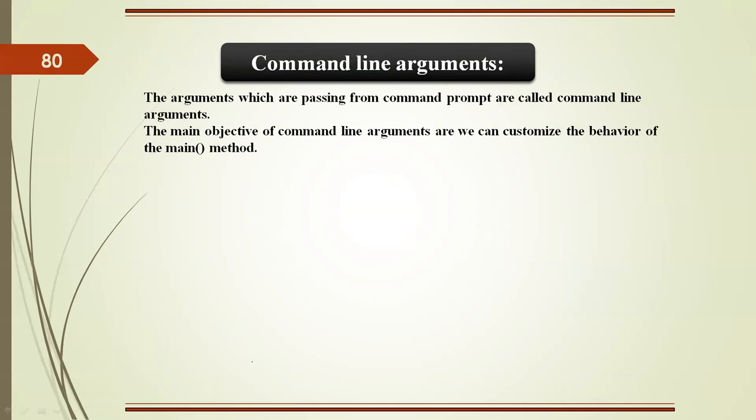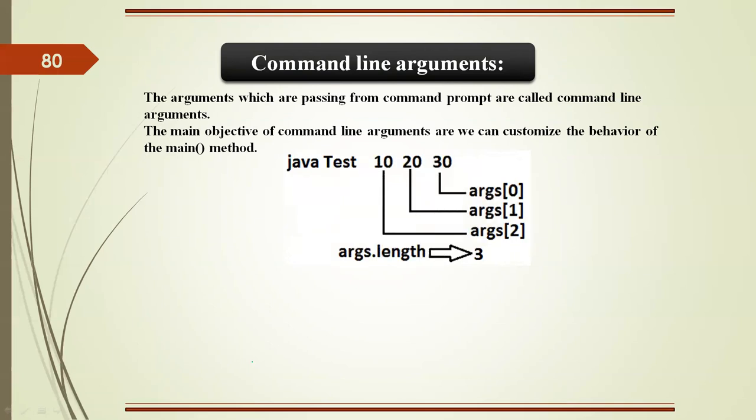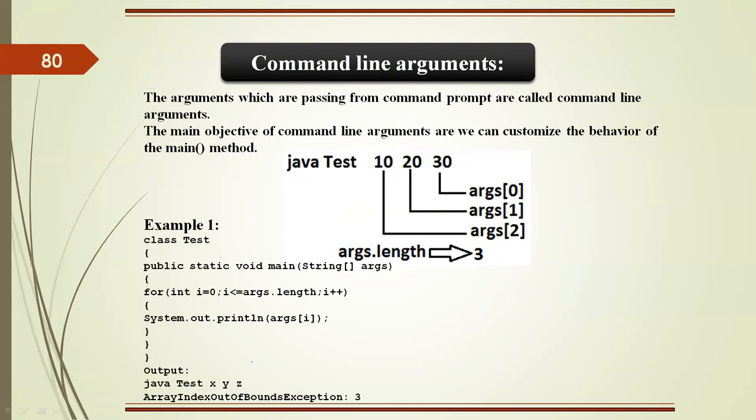Now here's a command line argument example I want to show you. We can also do the same example using an IDE. The arguments which are passed from the command prompt are called command line arguments. Passing from where? From the command line, so this means it is the command line argument. The main objective of command line arguments is that we can customize the behavior of the main method.